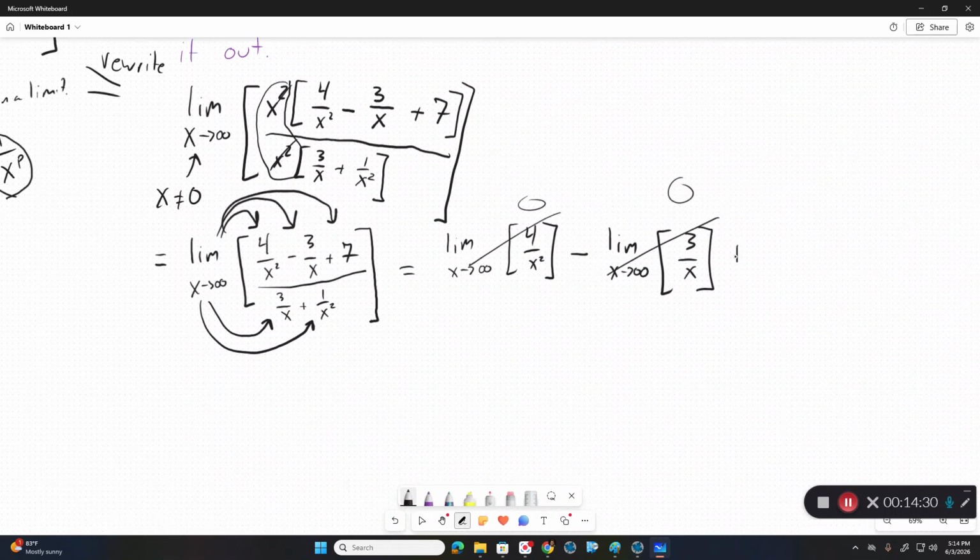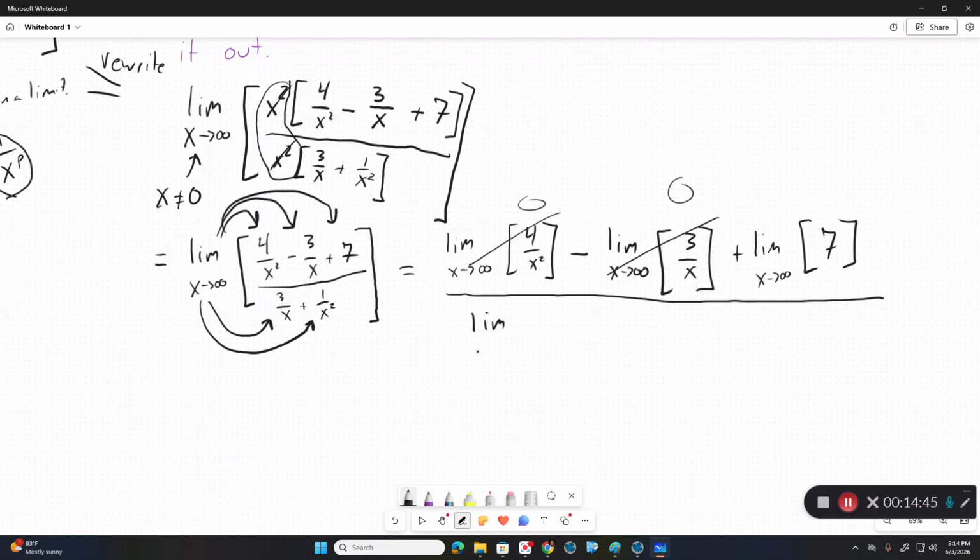Now, plus the limit as x approaches infinity of the term 7. And as it turns out, that's not 0. It's actually going to be 7. Now, what's happening on the bottom? We have the limit as x approaches infinity of 3 over x. As a reminder, that's 0, plus the limit as x goes to infinity of 1 over x squared. And as a reminder, that's also going to 0.